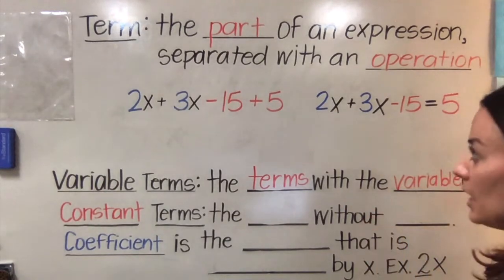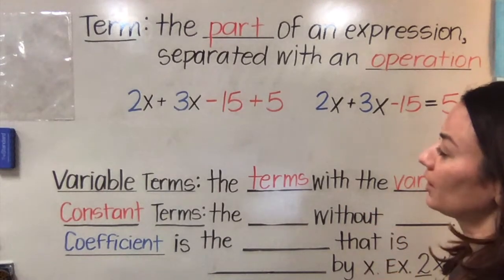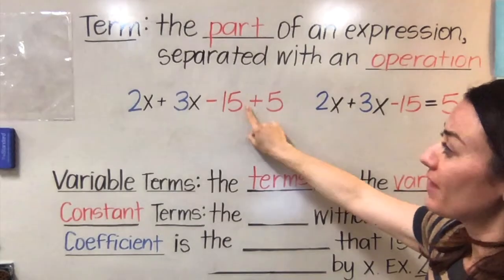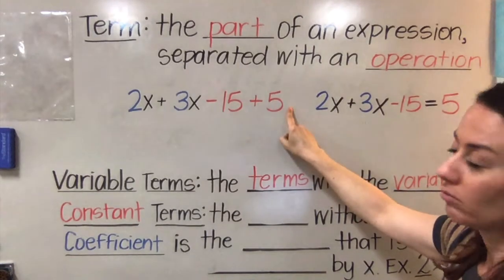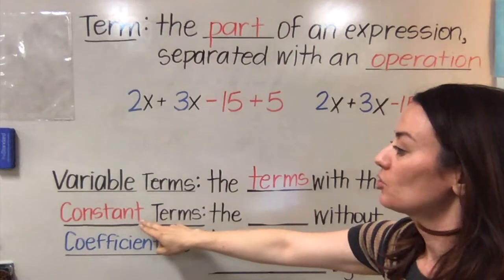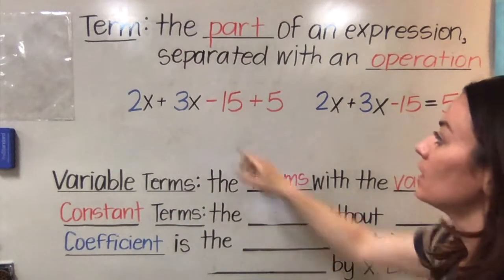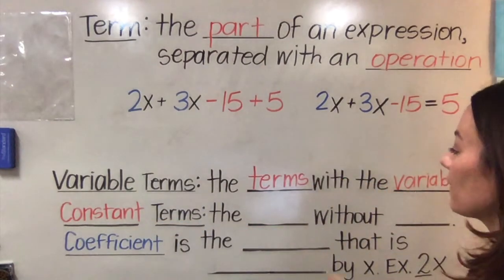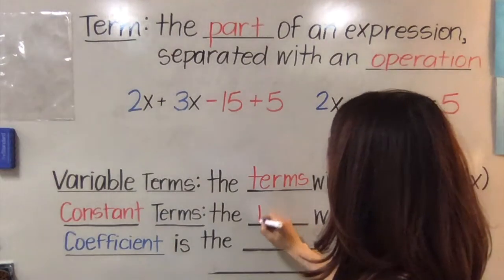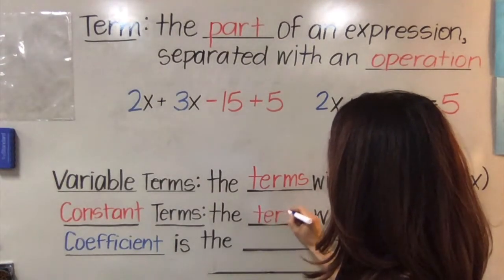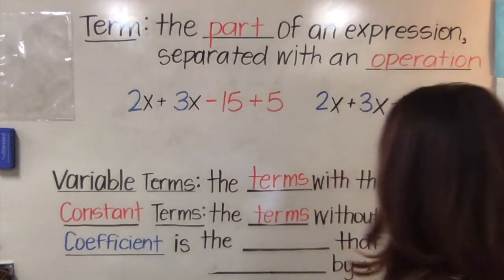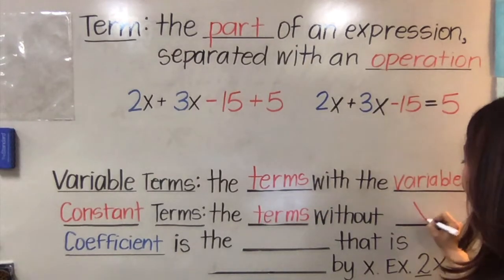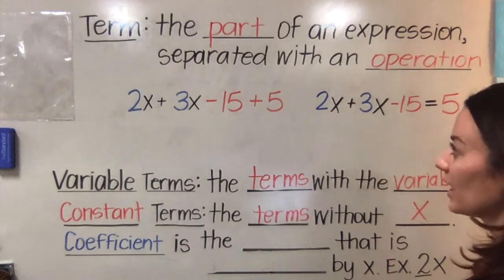Now take a look at the red terms. Do they have an x? No. They're constant, which means they're a number by themselves. We have a negative 15 and a positive 5, so those are the terms without what? Without x.